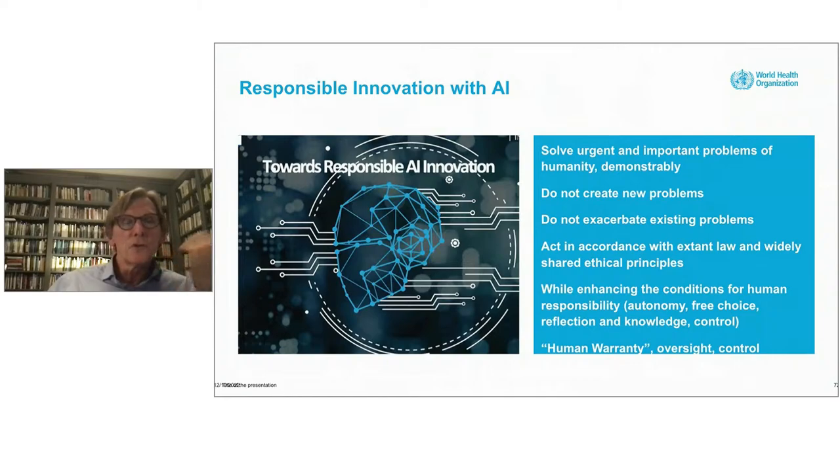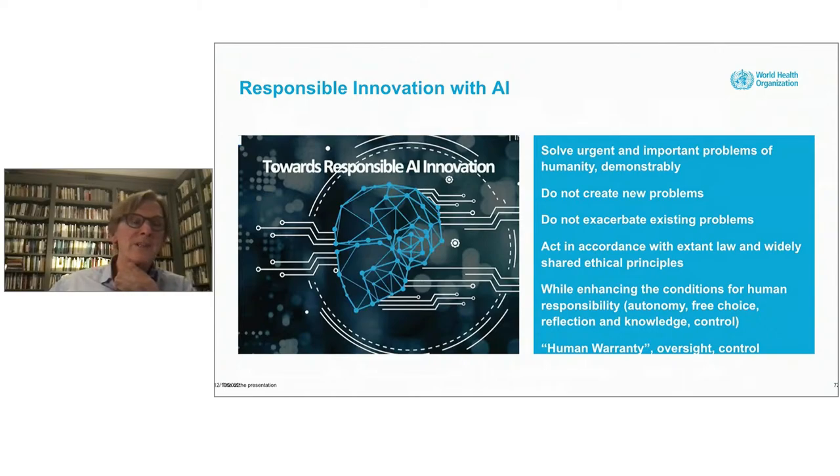So that is what in a European language we would call responsible innovation with AI. That is, design for your values in an explicit and systematic way, in an agile way. Solve urgent and important problems for humanity demonstrably in this way. Do not create new problems. Do not exacerbate existing problems. Act in accordance with extant law and widely shared ethical principles while enhancing the conditions for human responsibility. So autonomy, free choice, reflection, knowledge, and control. So you want to increase the opportunities for people to take responsibility.